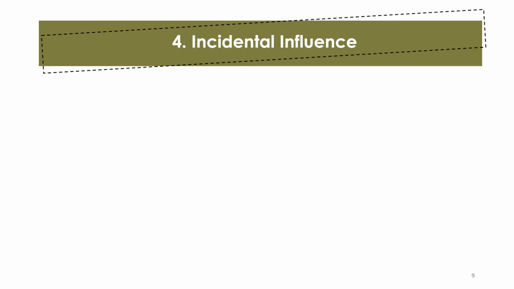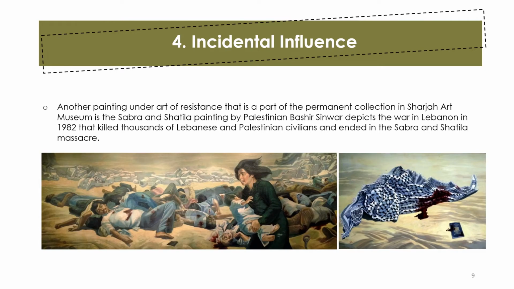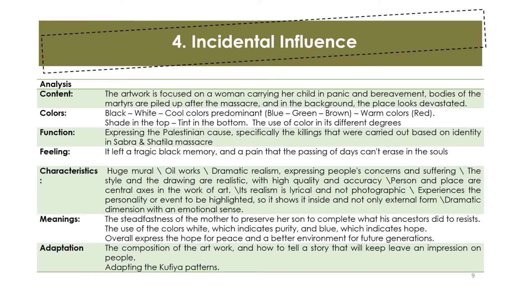The fourth influence is the incidental influence, and another art piece was analyzed under the resistance theme by Bashir Sinwar, which is the Sabra and Shatila painting, which represents a war in Lebanon, where thousands of Lebanese and Palestinians were killed. It was analyzed from different aspects: the content, the hidden meaning behind it, the use of colors, the characteristics of it, how it was realistic while looking at it, the experience, the emotional sense, the dramatic dimension of the painting.